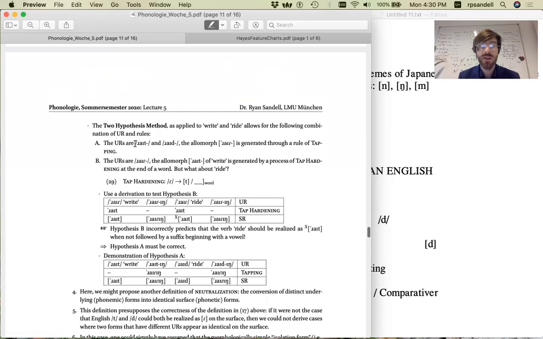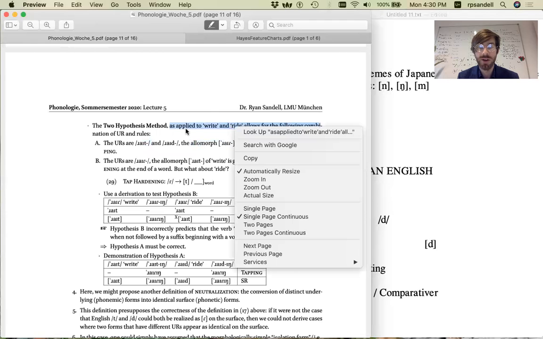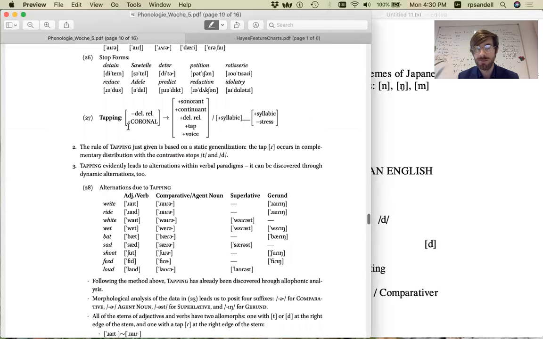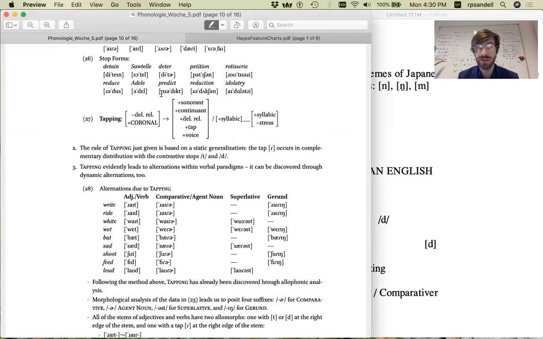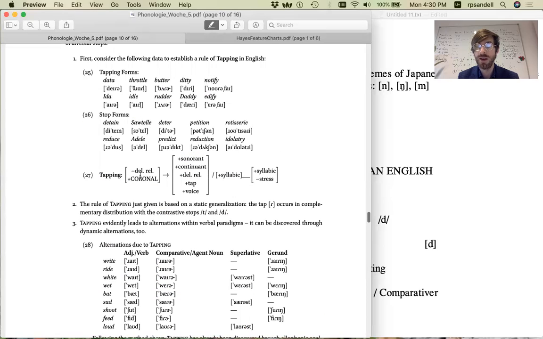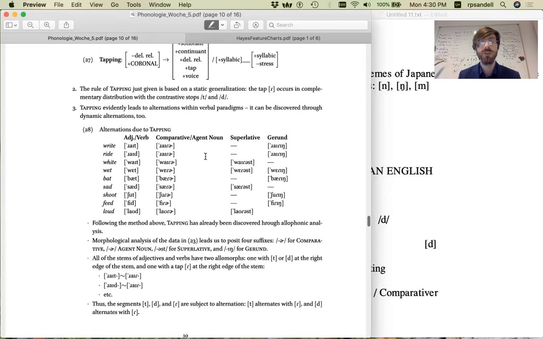Hypothesis A assumes that the underlying representations of these verbs have stops. So the underlying representations would be write and ride, and the allomorph ride with a tap is generated through a process of tapping, which it would seem we can discover for English based purely upon static distributions in the data.